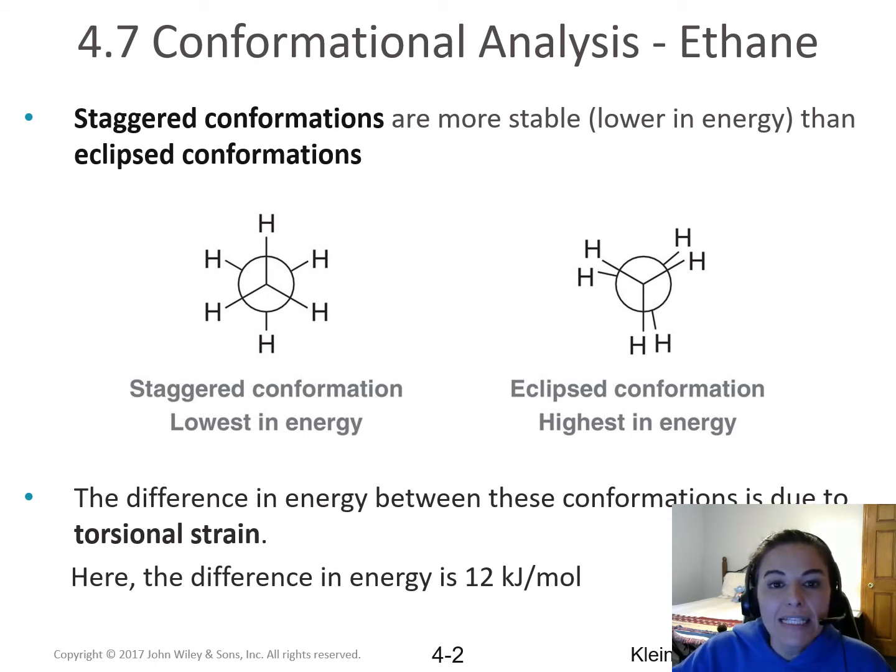The difference in energy between these conformations is due to something called torsional strain. Here, the difference in energy is about 12 kilojoules per mole between the staggered conformation and the eclipsed conformation.